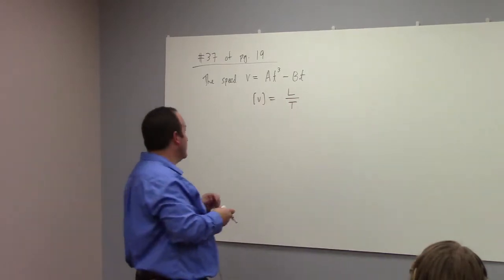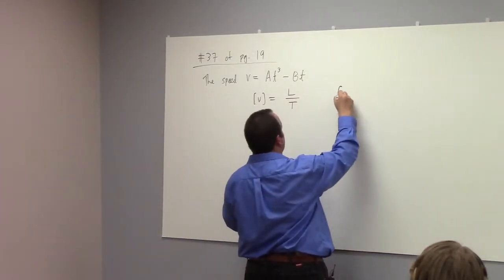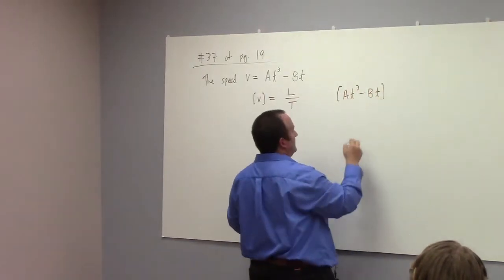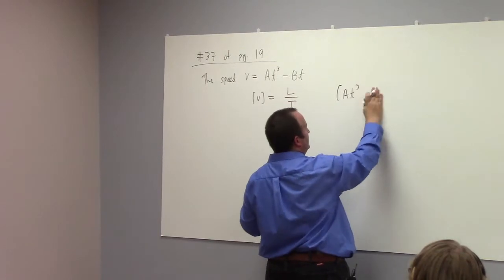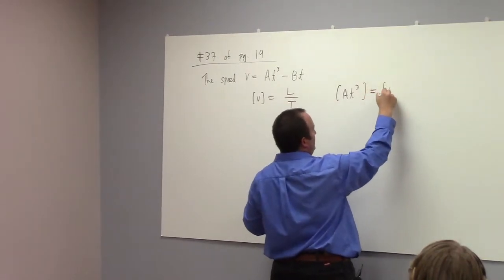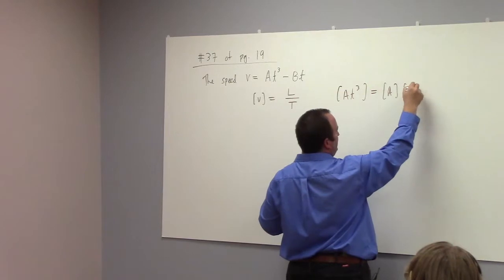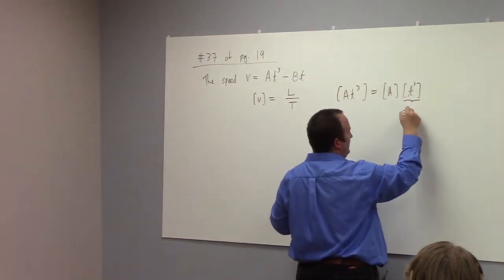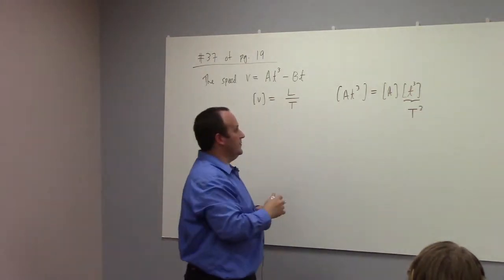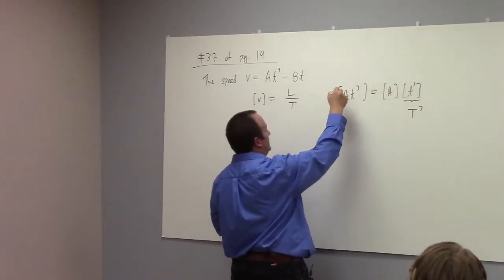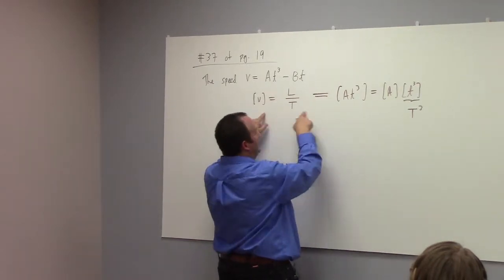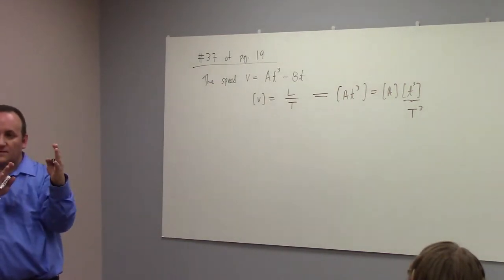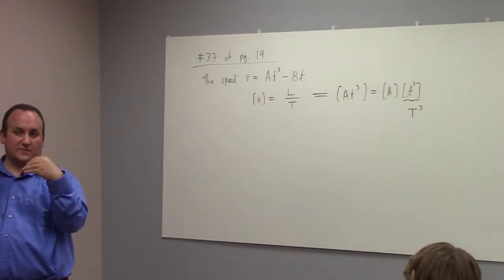How does dimension work? Well, the dimension of at cubed minus bt, well, let's think about it one piece at a time. So the dimension of at cubed, the way this works is it's the dimension of a times the dimension of t cubed. What's the dimension of t cubed? Well, that's time cubed, right? And what's this? This is the dimension of v. So the larger point I'm making here is that each thing that's added together to make the velocity has to have the dimensions of length over time.